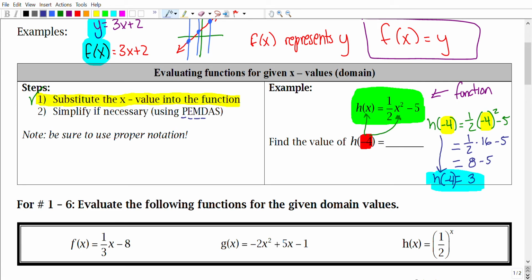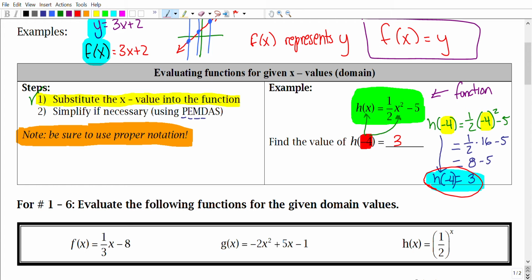And you can actually write that in right here. H of negative 4 equals 3. That's what I meant here on the side, guys, by be sure to use proper notation. Don't just give me 3 as an answer. You actually have to tell me all of this. H of negative 4 equals 3. Okay, that is proper notation.